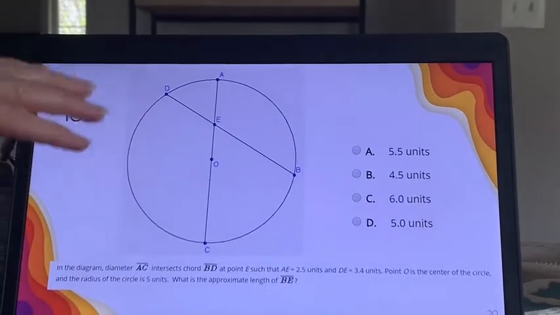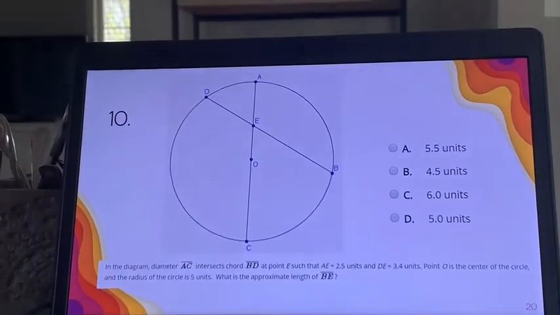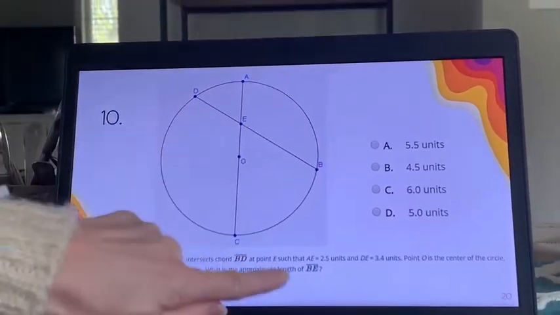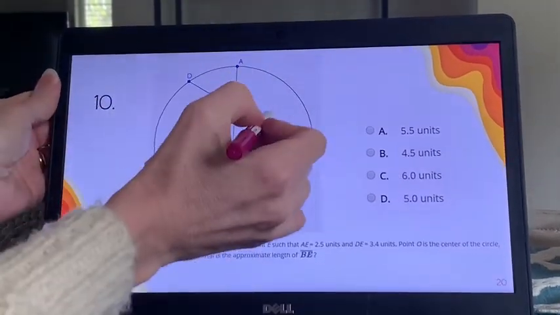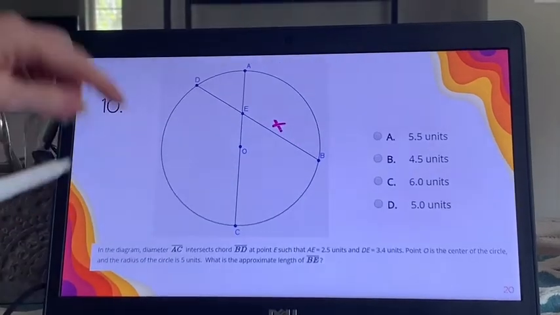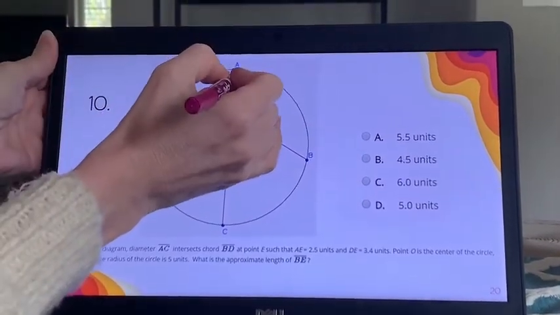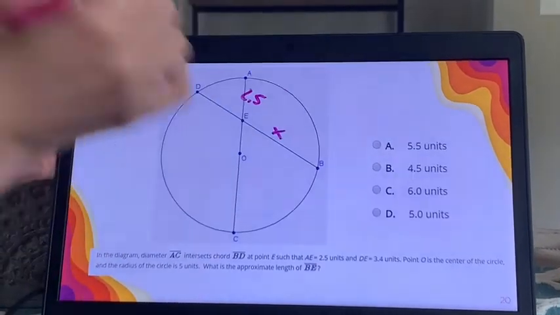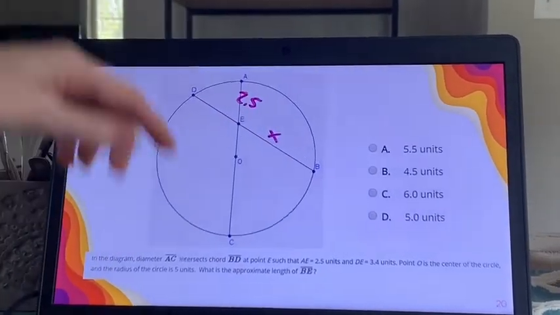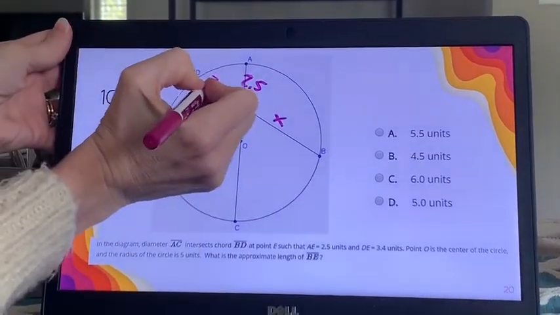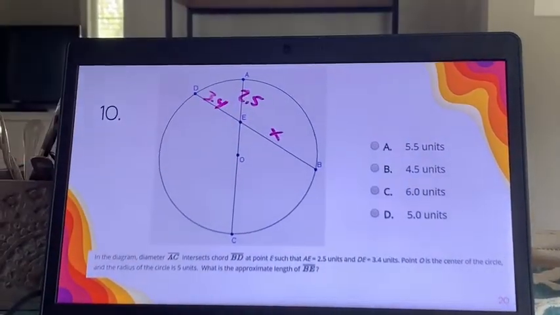All right, so we go off of where they intersect. So we basically just need to fill in the lengths that we know and then solve for the one we don't. The one we don't know is going to be BE. So I'm going to call that X. So as I look through, they tell me that AE is 2.5. So this little piece here is 2.5. All right, they also tell me that DE is 3.4. So I'm going to put 3.4 right here.